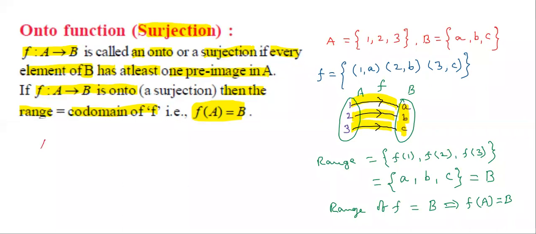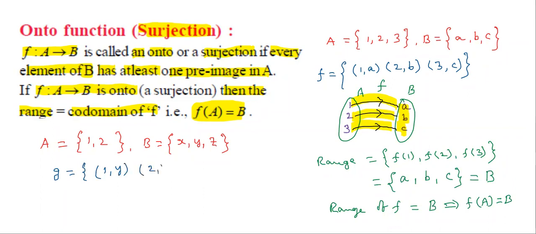So take another example. A is equal to {1, 2}, only two elements I am taking. In the B set, I am going to take X, Y, Z, three elements I am taking. Now take one function. I am taking G. G is the function that is (1, Y) and (2, X). This is the function. Now draw the Venn diagrams, then you will understand.